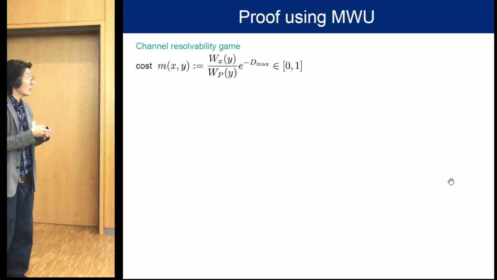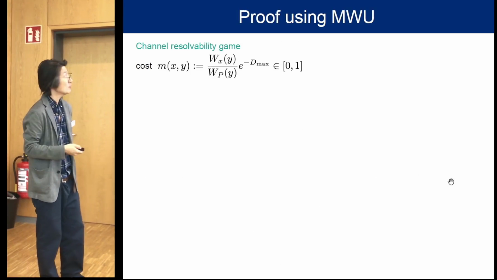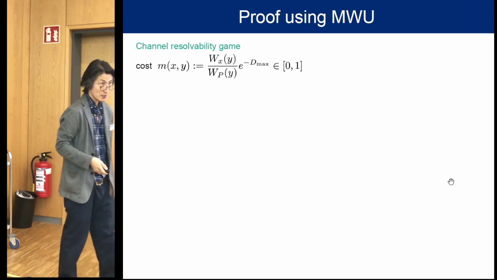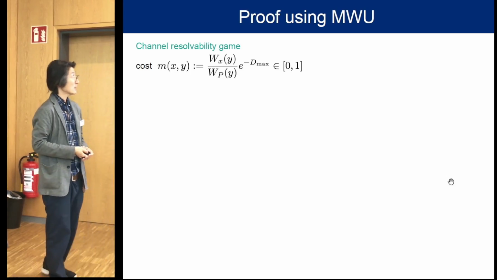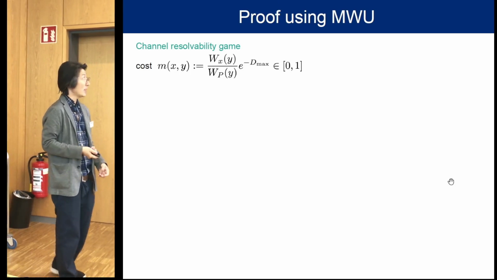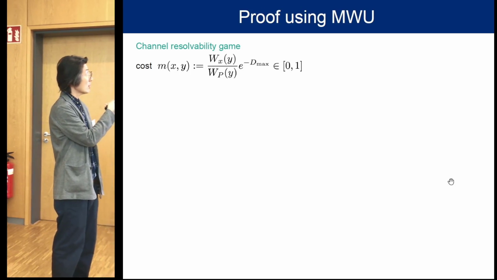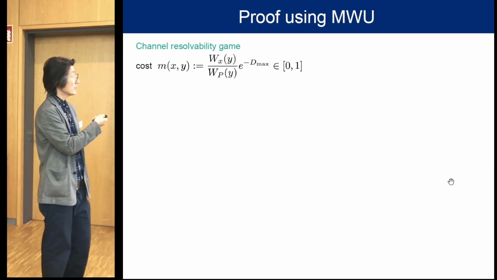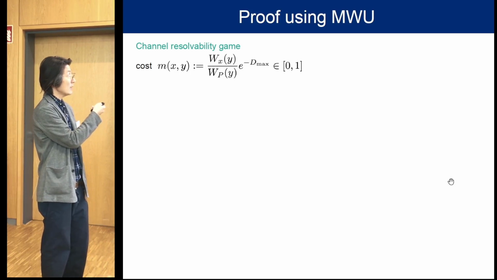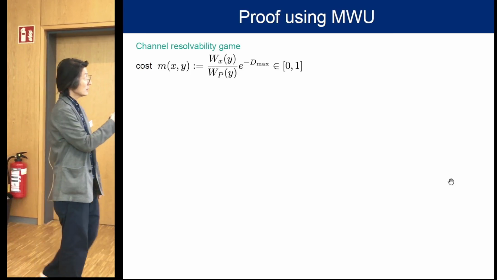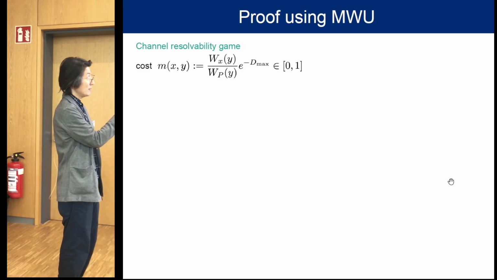Okay, now let me explain our proof of channel resolvability using the MWU algorithm. So here we consider the following channel resolvability game. So our cost m x y is this ratio, Wxy over Wpy, times e to the power minus d max. And this cost takes a value between 0 and 1.